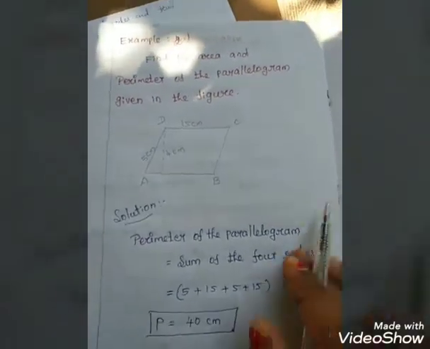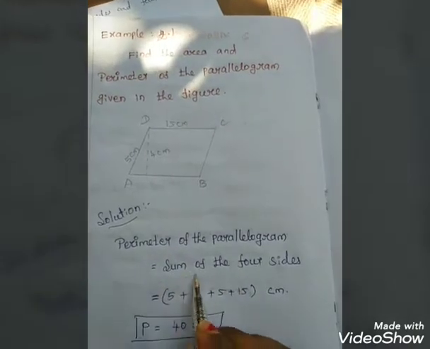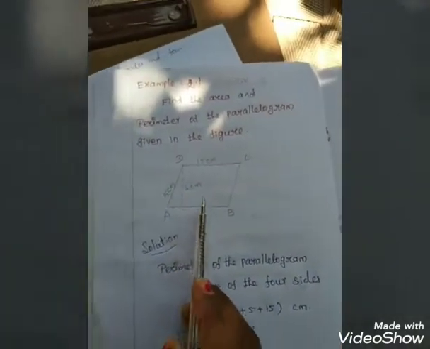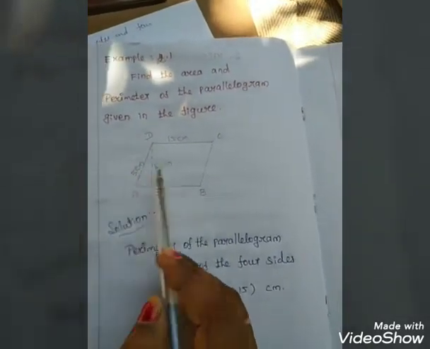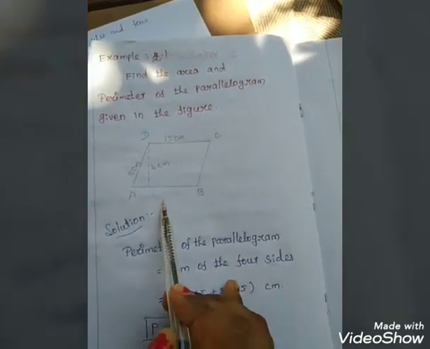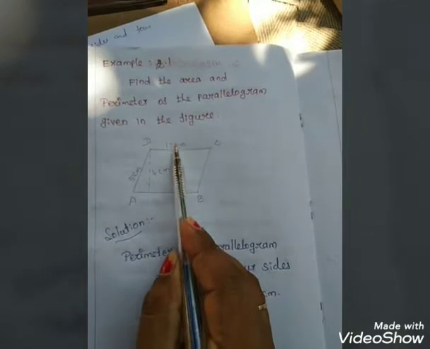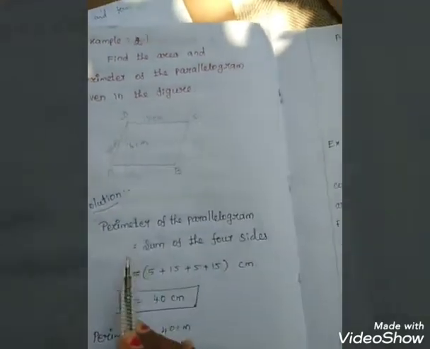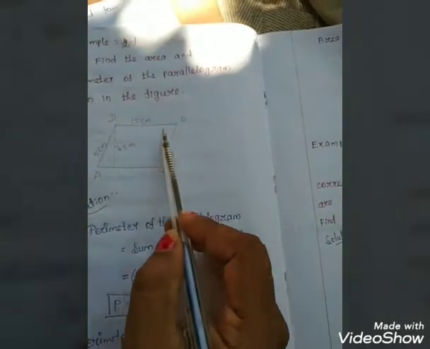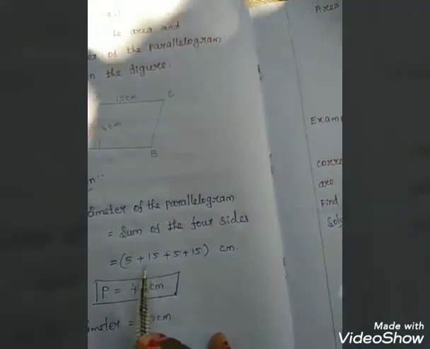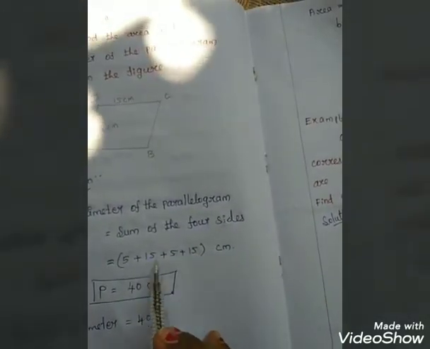Okay. Solution. Perimeter of the parallelogram is equal to the sum of the 4 sides. Here 2 sides are given. Already you know that opposite sides are equal. So here 5 cm, here also 5. Here 15, here also 15 cm. So 5 plus 15 plus 5 plus 15. Adding, 15 plus 15 is 30, 35, 40. So perimeter of the parallelogram is equal to 40 cm. Okay. Perimeter is equal to 40 cm.